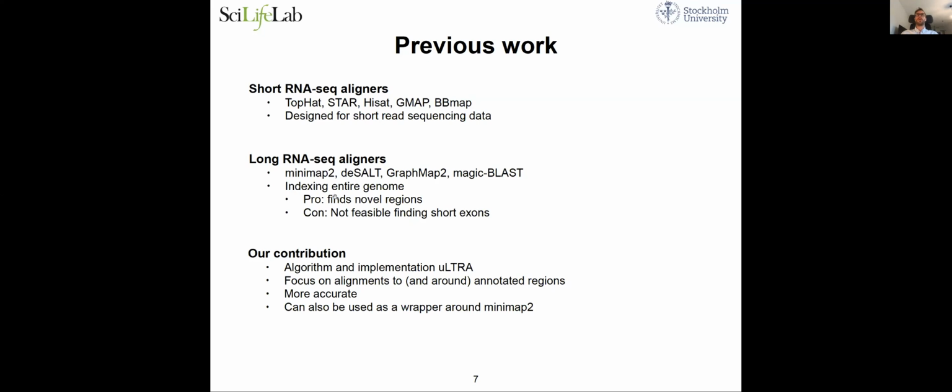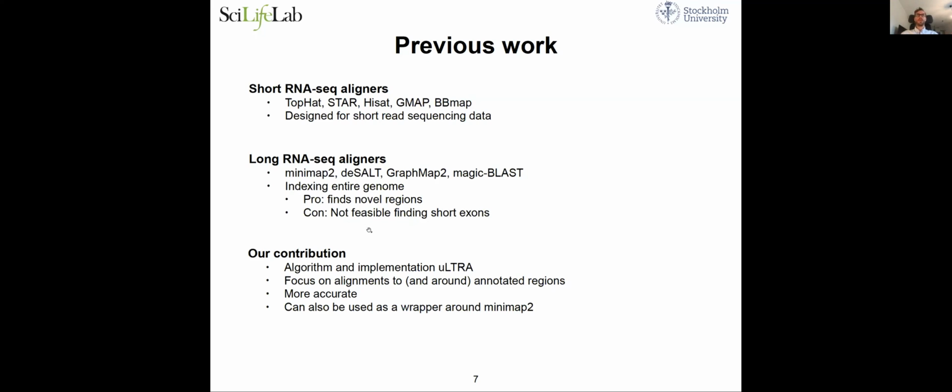So in general, the good thing is that you can find novel and unannotated regions, but you do make some trade-off for shorter exons, because some exons might be shorter than your seed length, or roughly the seed length, which makes it difficult if there's an error occurring, etc.